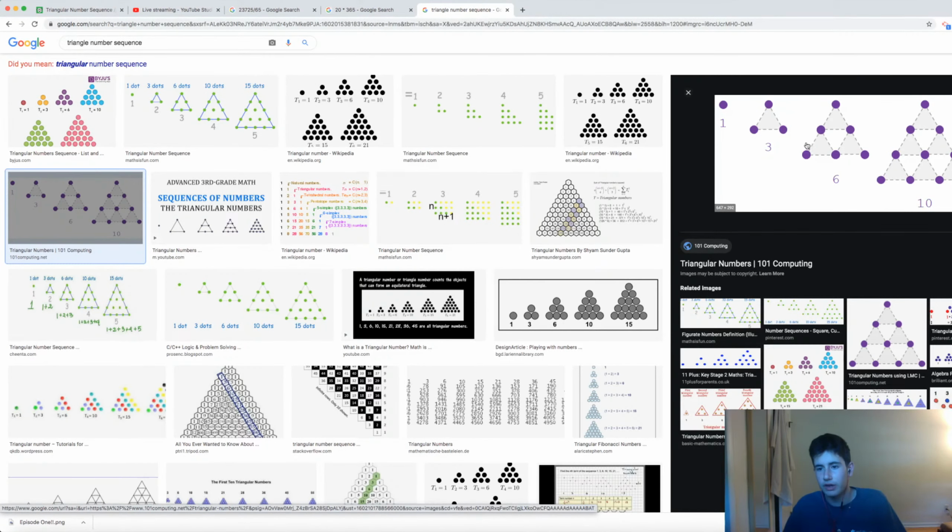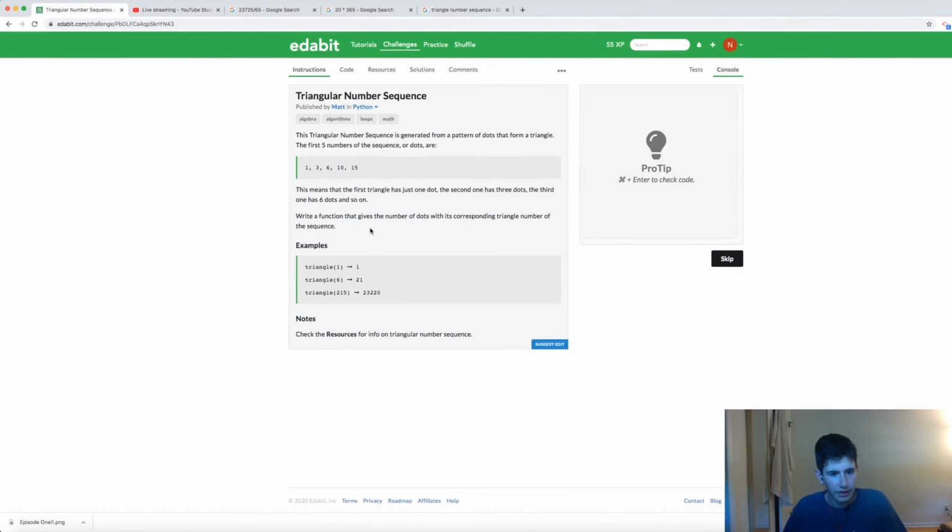Oh, so how many triangles can fit within one? Alright, so 1 dot is 1, 3, 6, 10. Okay. So what are they asking us here? 1 is 1, 6 is 21. Write a function that gives a number of dots with its corresponding triangle number of the sequence. Okay. Makes a lot more sense.